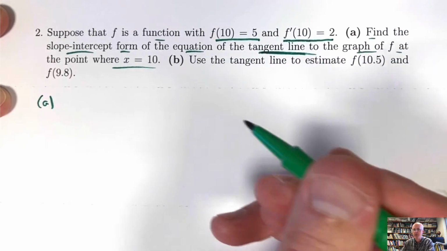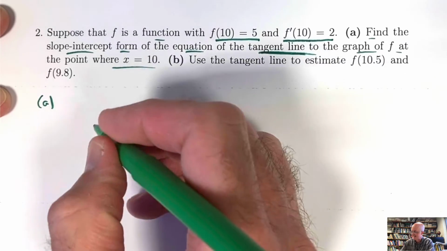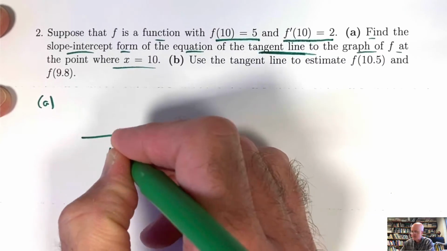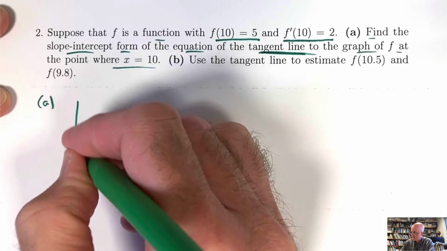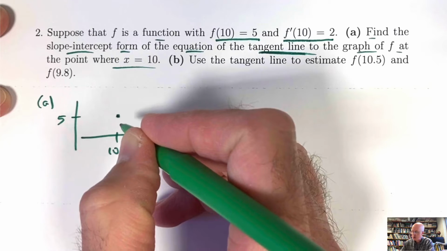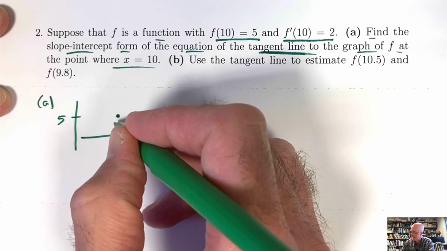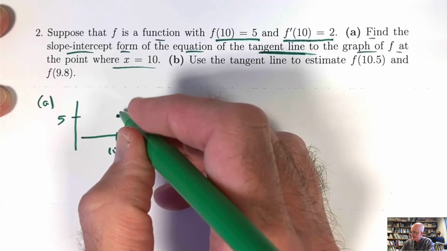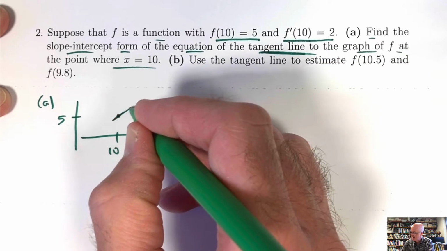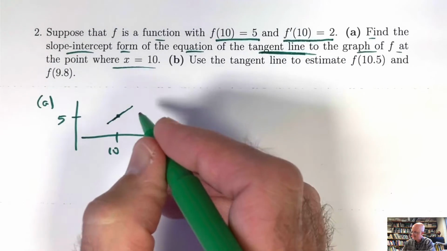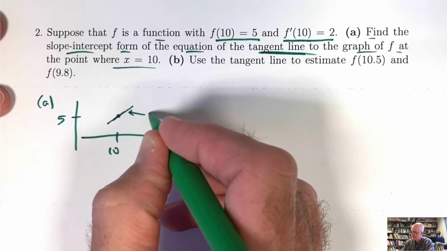Now, I don't have a formula for f, so I don't know what its graph looks like exactly. But I can say that when x equals 10, y equals 5, and the slope of the tangent line at this point will be 2. I'm going to draw a line here. That does not mean the graph of f is this line. This is not necessarily the graph of f. This is the tangent line.